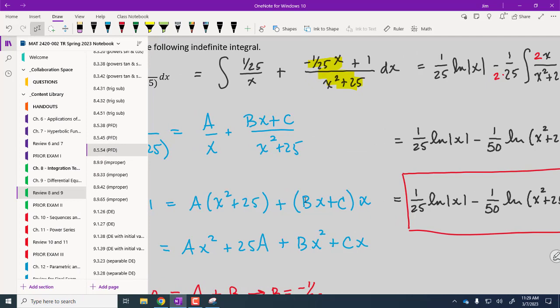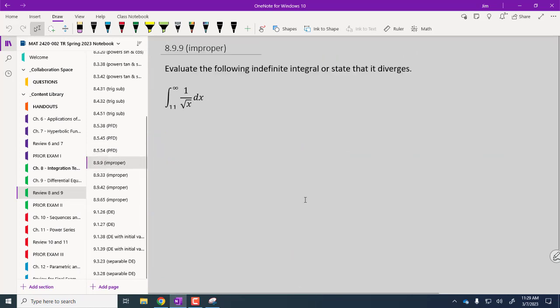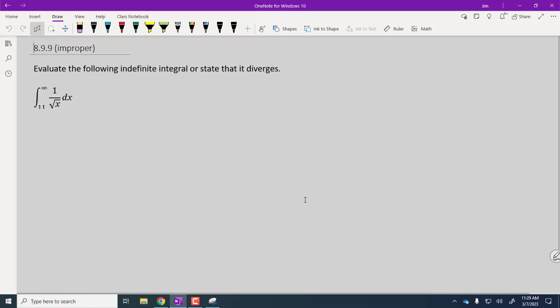All right. Improper integration. These are all about notation. If you don't use correct notation, you're going to be losing some points. So let's make sure that we understand each piece of this notation here.